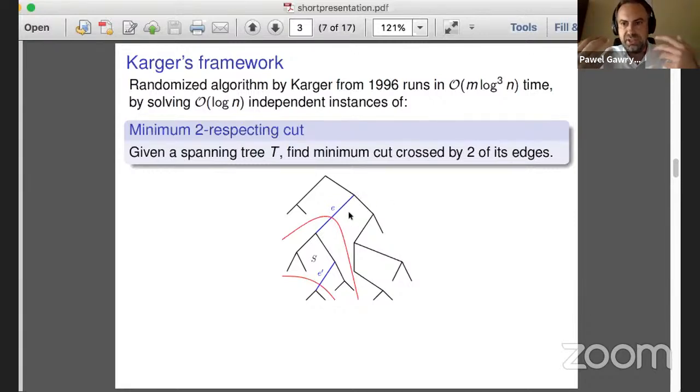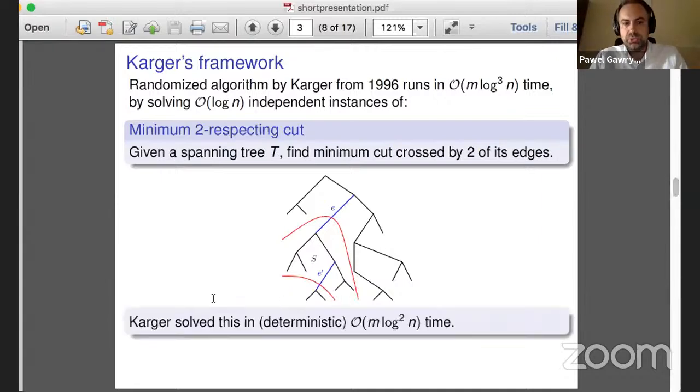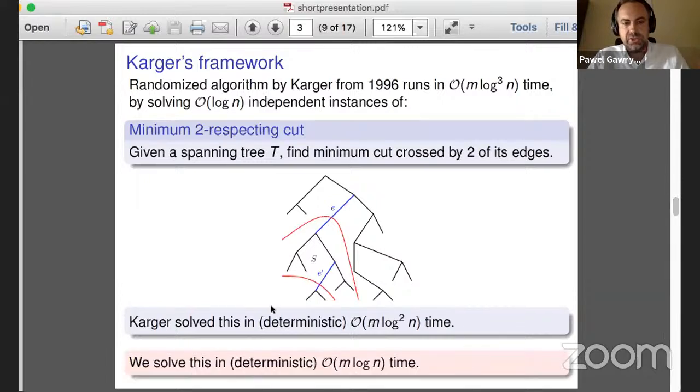When you remove them from T, you obtain, in this case, 3 components. This middle part becomes S, and the other nodes are outside of S. So you choose 2 edges and they determine the partition of the nodes into 2 sets, and you want to choose those edges so as to minimize the cost of the cut. Karger was able to solve this subproblem in deterministic m log² n time, and because there are log n instances, he obtained his result. Our main technical contribution is that you can solve this subproblem in m log n time deterministically. So then it's m log² n time.